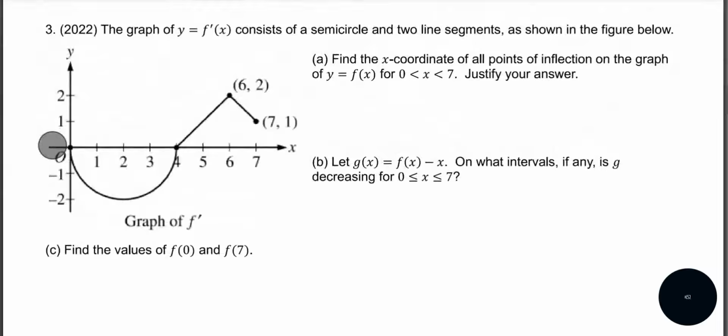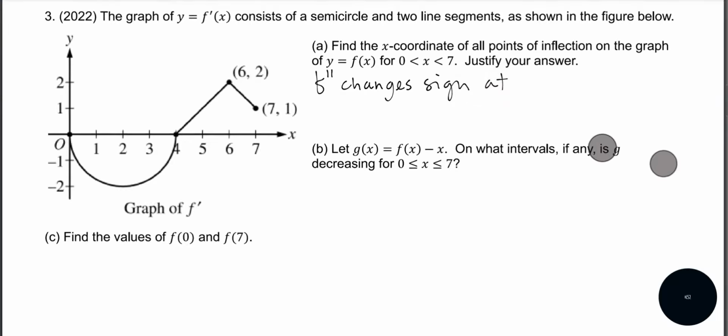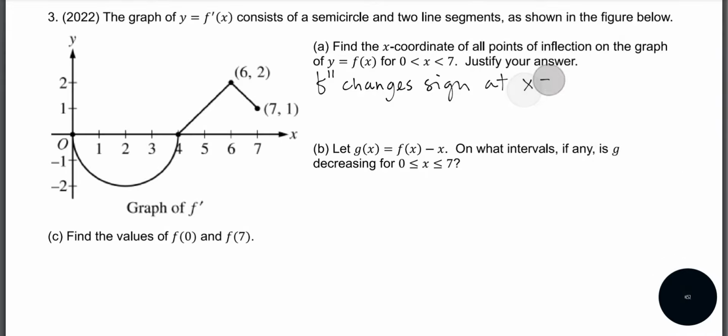All right, so now over here, this one's from 2022. The graph of y equals f prime consists of a semicircle and 2 line segments shown in the figure. Find the x-coordinate of all points of inflection, justify my answer. Okay, this is the graph of y equals f prime of x. Okay, so point of inflection, I'm going to start with the reason. F double prime changes signs. And f double prime is kind of, that's the slope of the graph we're looking at. And that would be at x equals 2 and x equals 6.